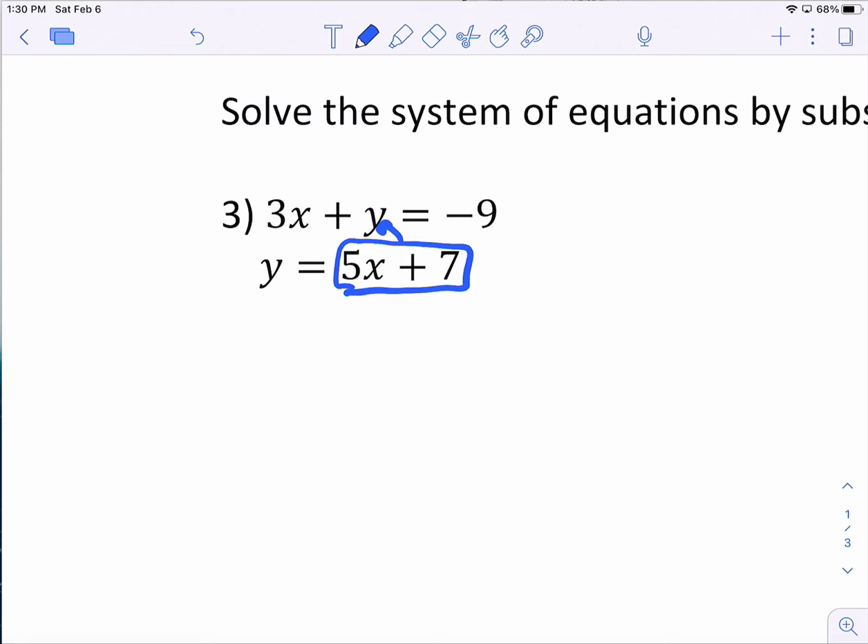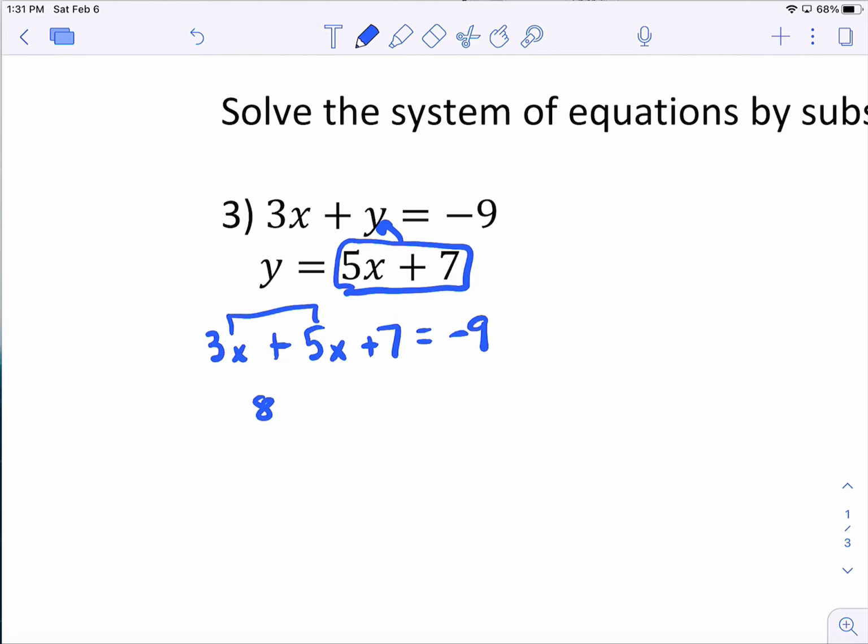Again, for graphing and for substitution, both of those methods for me take a little bit longer to work out, so the only way I'm going to use them is if they're set up really well that way, like this. So that gives me 3x plus, and instead of plus y, it's plus 5x plus 7, and that equals negative 9, and now we just got to do our same old solving an equation.